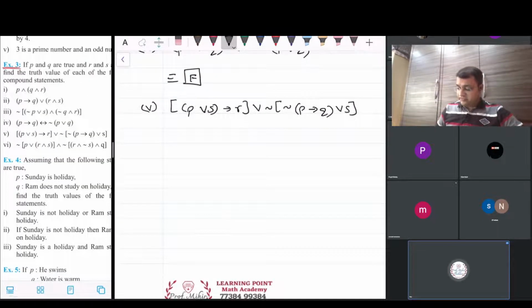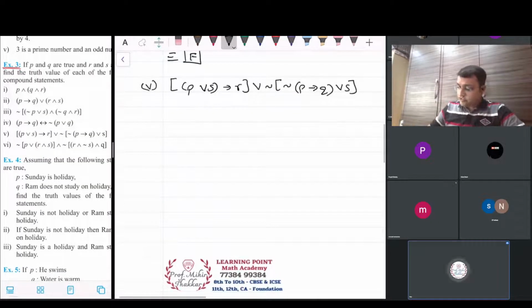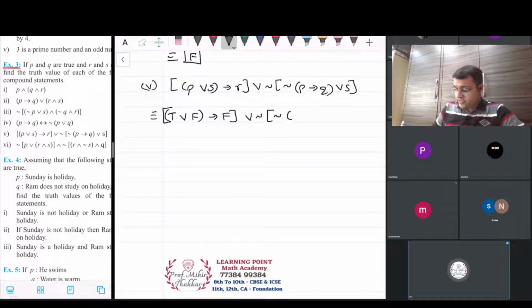Okay, let us see the fifth one. Chalo. We will substitute the respective truth values in their positions. T or F implies F, or negation, square bracket, again a negation. It is now T implies T, or it is false. Okay, so let's do it step by step.